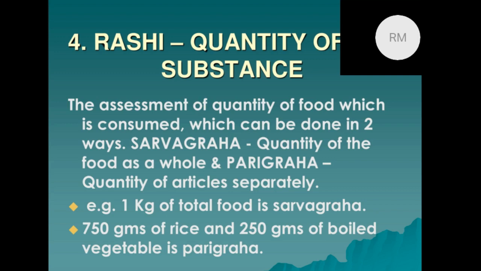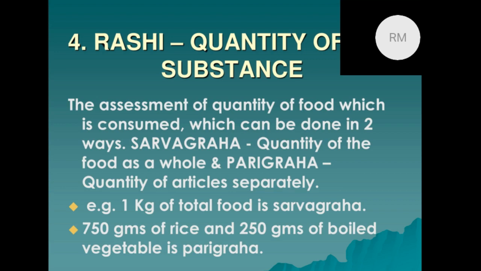So each individual person has a different constitution. And according to the constitution, you have to choose the food, choose the processing, and also choose what combinations you will use. And Rashi, quantity of the substance, is decided also. Quantity of the total food and individual articles.